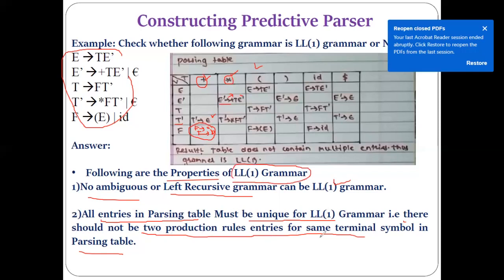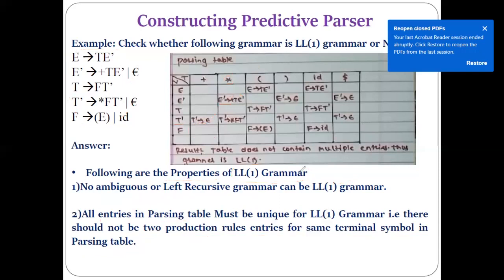There should not be two production rule entries for the same terminal symbol in the parsing table. Two production rule entries mean the parser will get confused about whether to use this production rule or that one. Understood? So that particular grammar is not considered an LL1 grammar. An LL1 grammar has unique entries for each particular terminal symbol. For each terminal symbol, there are unique entries related to the particular non-terminal symbols. You will not see two production rule entries anywhere in a column.